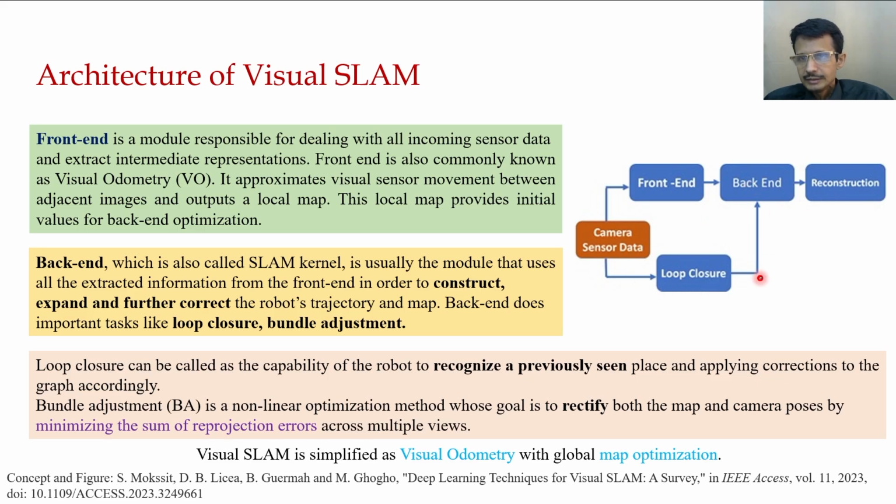And there is a loop closure module that takes this data and ensures the robot does not move through just a loop only; it should get out of the loop. Loop closure is the capability of the robot to recognize a previously seen place and apply corrections to the graph accordingly. Another is bundle adjustment. Bundle adjustment is a nonlinear optimization method whose goal is to rectify both the map and the camera poses by minimizing the sum of reprojection error across multiple views. This is also like visual odometry with global map optimization. So we can sum up.